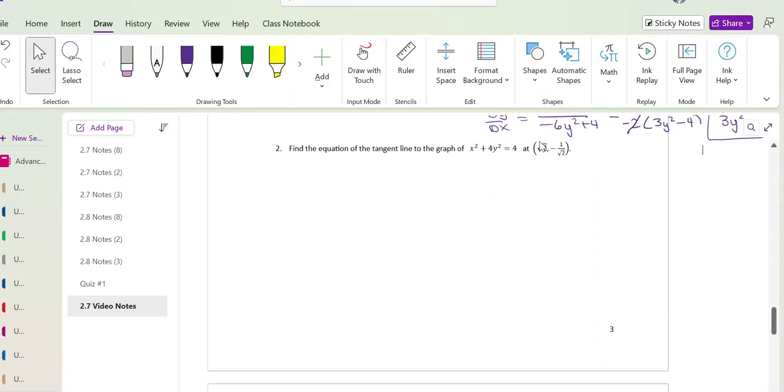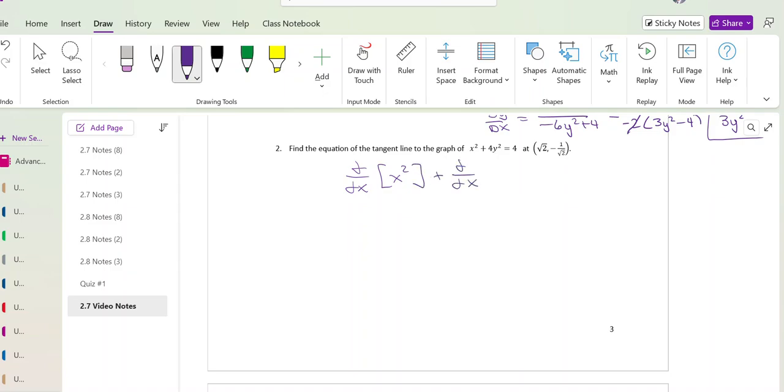All right, so now let's take it a step further and find the equation of the tangent line to the graph of x squared plus 4y squared equals 4 at this point. So remember, we want to take the derivative. So we're going to take the derivative with respect to x of each term.